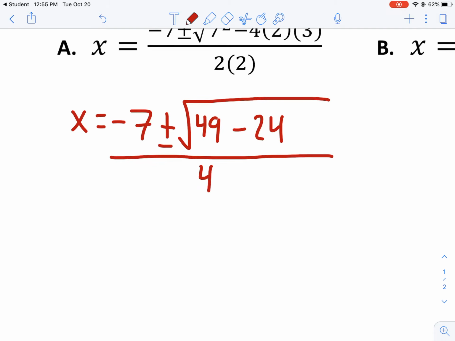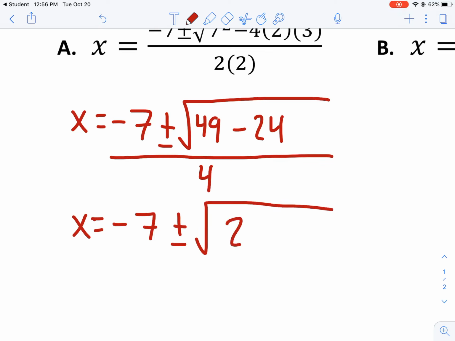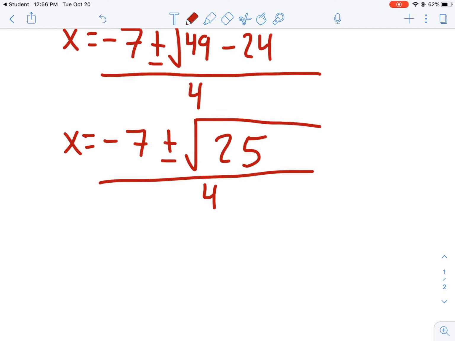And so now we can keep going. The only thing that we can do here to simplify is this subtraction right here, because everything else is just a number, so we can leave that the same. So 49 minus 24, that's going to be 25 over 4. And this is where our simplifying radicals helps. Now, this is a whole number, so we can just take its square root. But even if it wasn't a whole number, we could still simplify that radical no matter what it was. So we know the square root of 25 is 5.